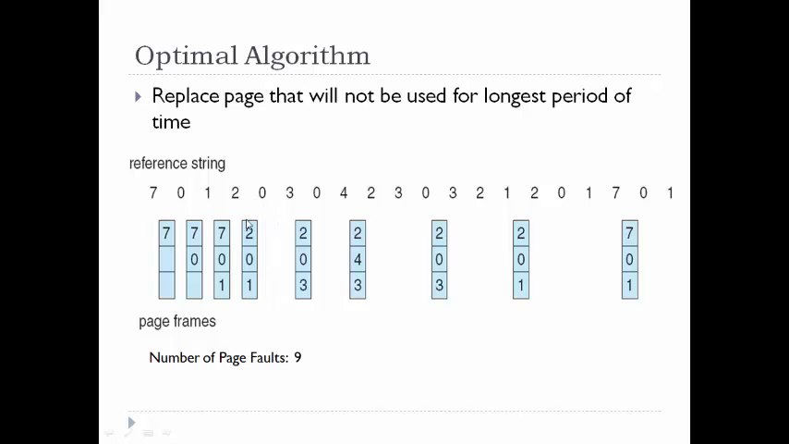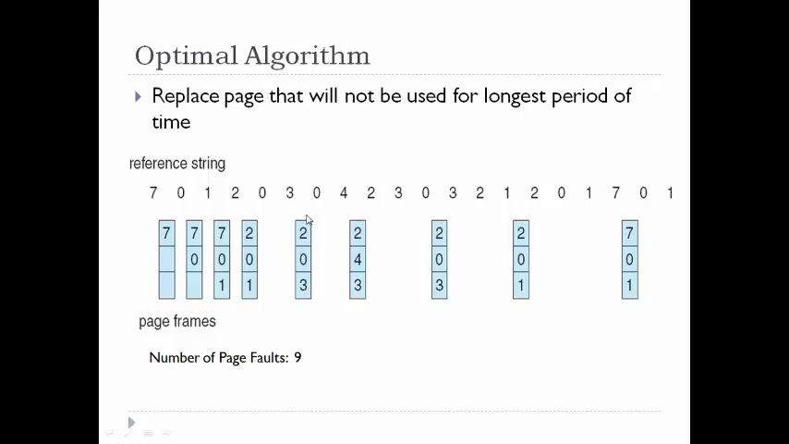So 0 is already there in the frame, so we are not doing anything. And 3, so check the future reference strings. So check whether 2 is going to be used in the future, 0 or 1. So we have 0, we have 2 here, we have 1 here. So the one which is not going to be used for more period of time is 1. So we are inserting 3 in the place of 1. So we have 2, 0, 3.